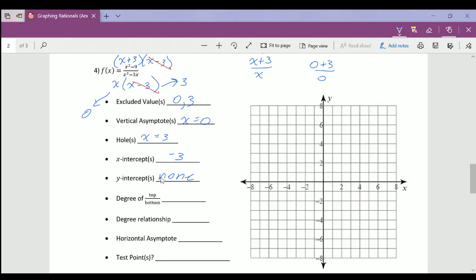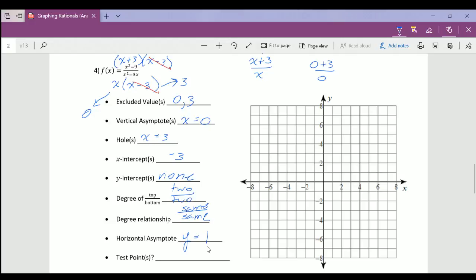All right, so the degree of the top is 2. Degree of the bottom is 2. So they are both the same. Which means the horizontal asymptote is going to be y equals leading coefficient over leading coefficient, 1 over 1 equals 1.